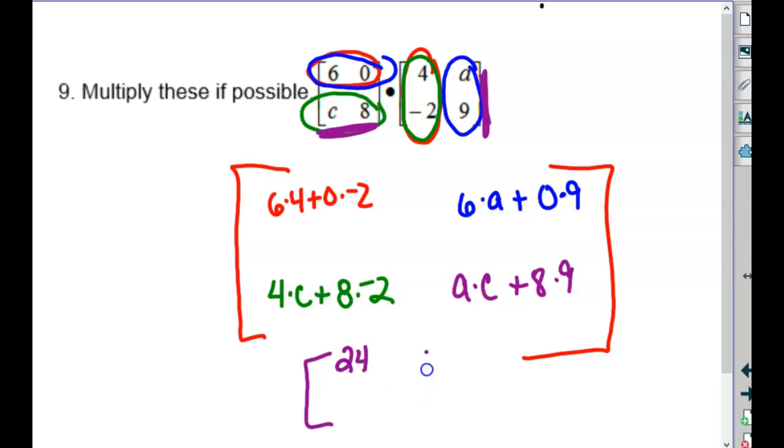24, 6A, 4C minus 16, and AC plus 72. Okay, you can't do it on the calculator because even if you try and you put a variable in there, the only reason it's going to do it is because it's going to have a number stored in that variable, and it's going to be wrong.